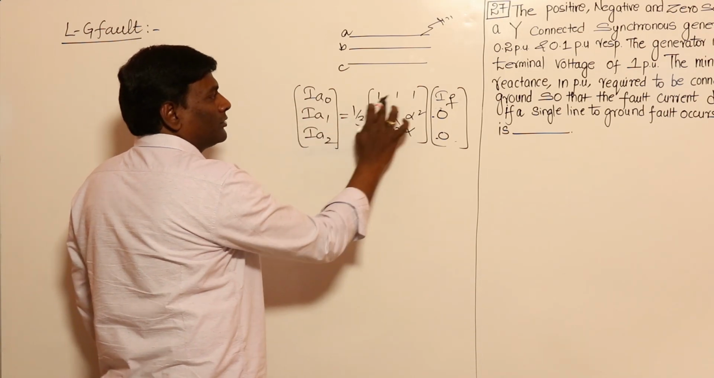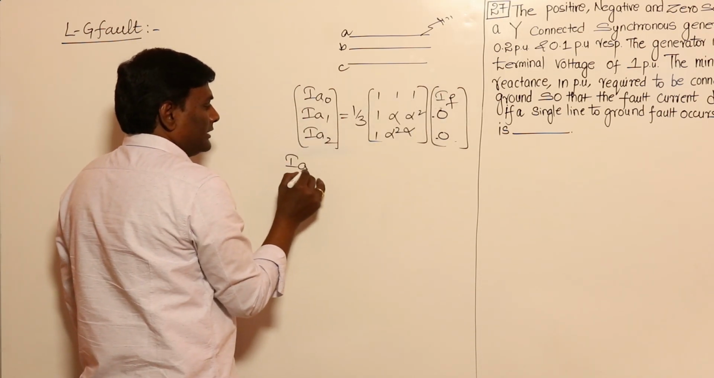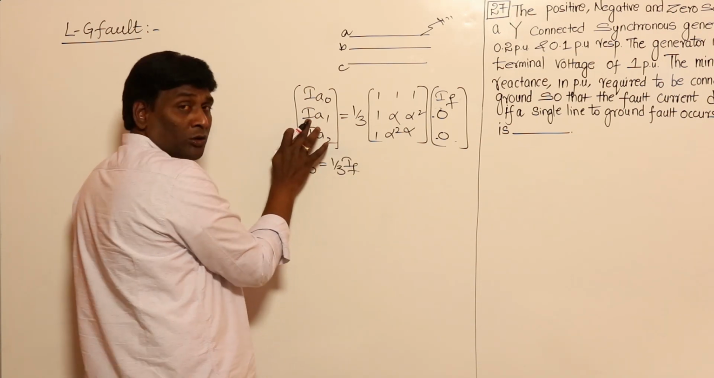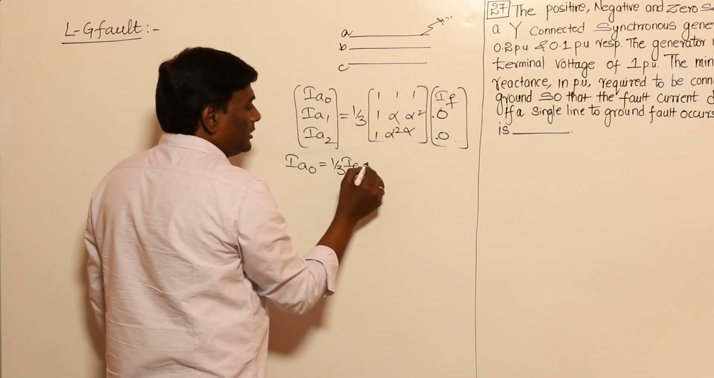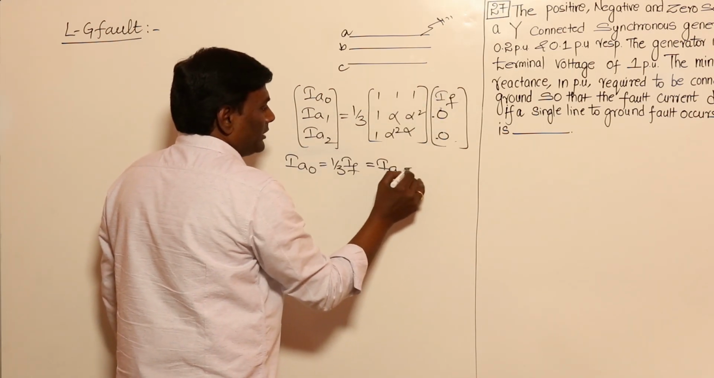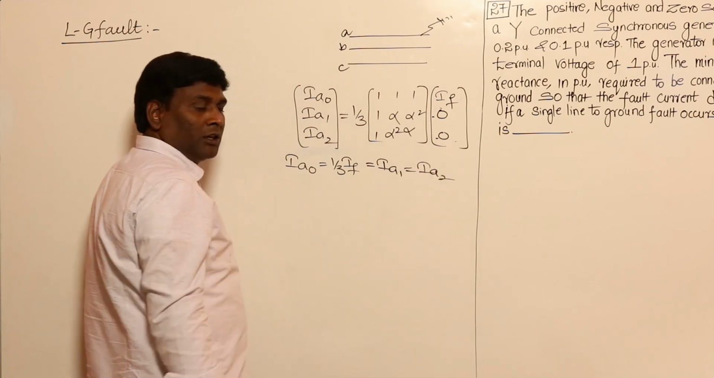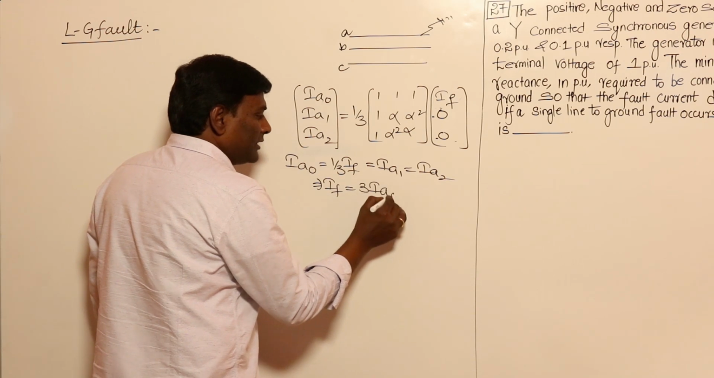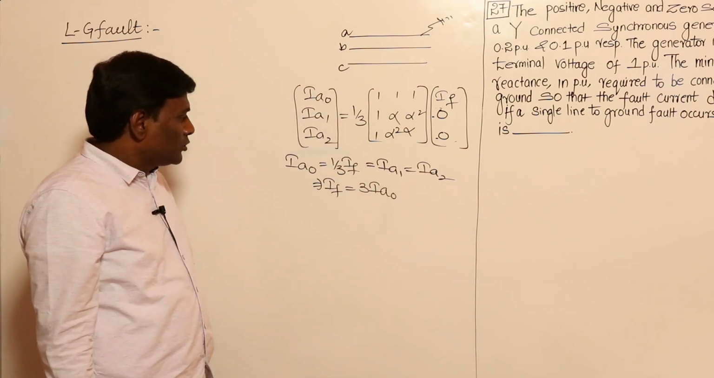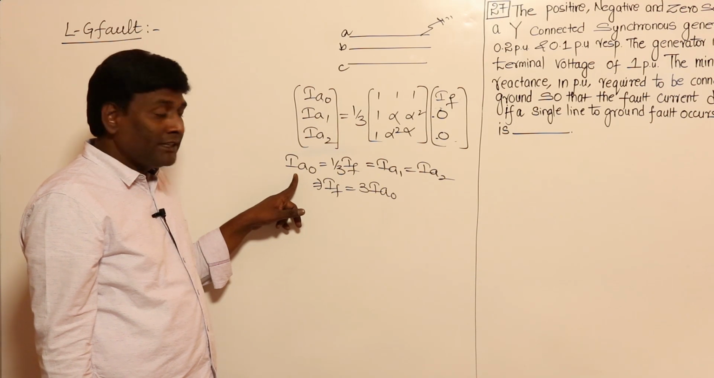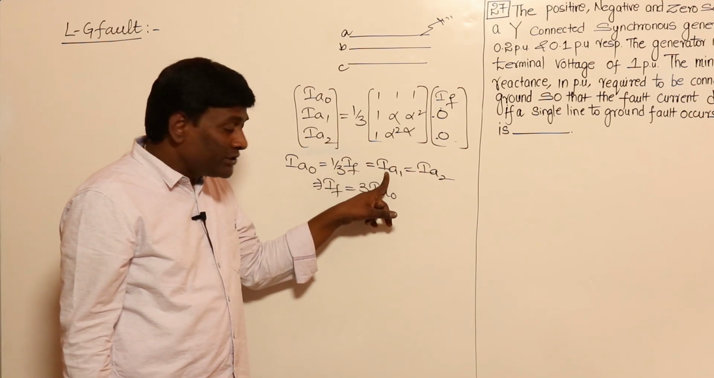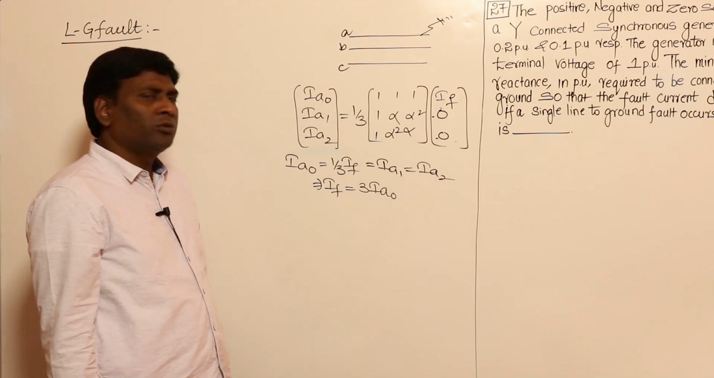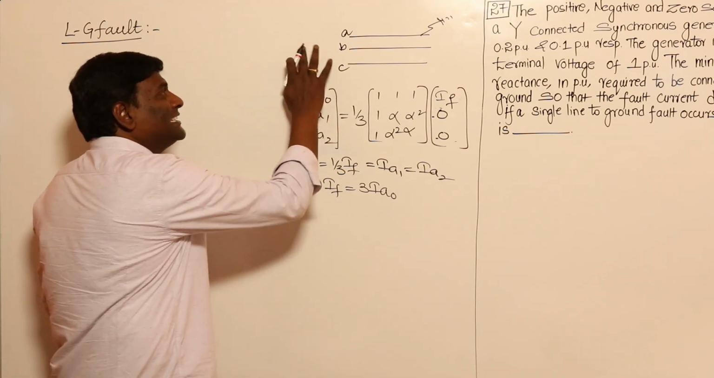IA0 equals 1/3 of IF, and IA1 also is 1/3 of IF only, so IA0 equals IA1 equals IA2. So what is the fault current here? The fault current is going to be 3 times IA. Problem solved. In the zero sequence network, positive sequence network, and negative sequence network, the same current has to flow.